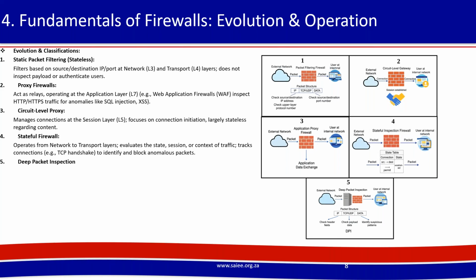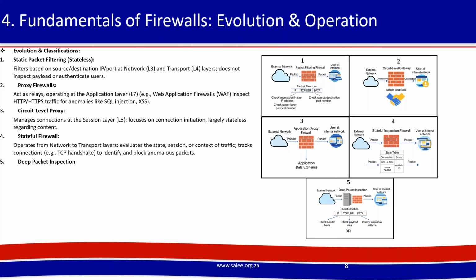Then another type of proxy firewall is number 3 there. It's circuit level proxies. They work at the session layer, or layer 5 of the OSI model, to manage connections, but still not inspecting the content of the packets in detail. Then a big leap took place with stateful firewalls. This type 4 remembers the state of a connection. It understands if a packet belongs to an established, legitimate communication session, making it far more effective at blocking unauthorized traffic and detecting anomalies such as incomplete TCP handshakes.